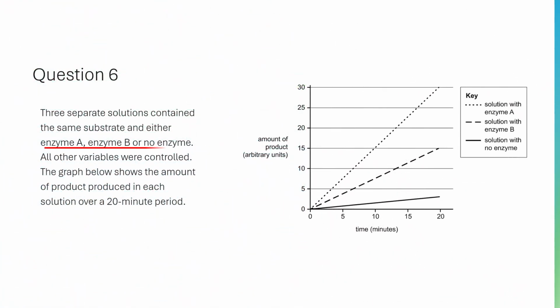3 separate solutions contained the same substrate and either enzyme A, enzyme B, or no enzyme. All other variables were controlled. The graph below shows the amount of product produced in each solution over 20 minutes.